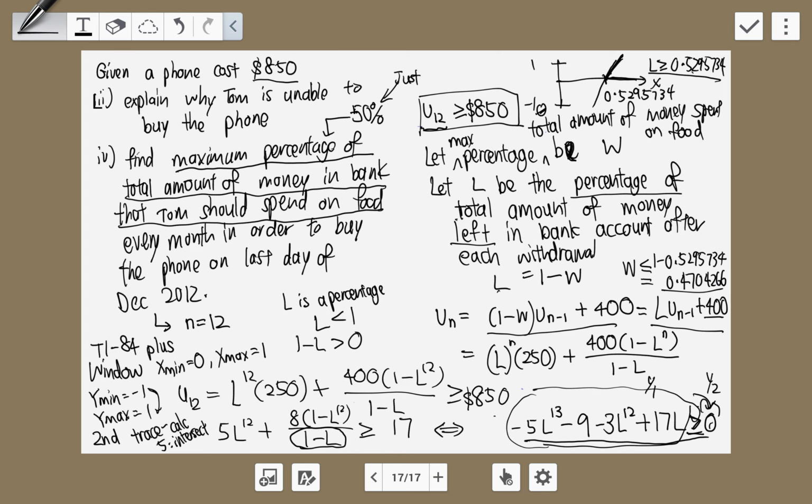That means the maximum percentage, I could write it as 0.47 or 47%. Okay, so the answer to this question would be about 47%.